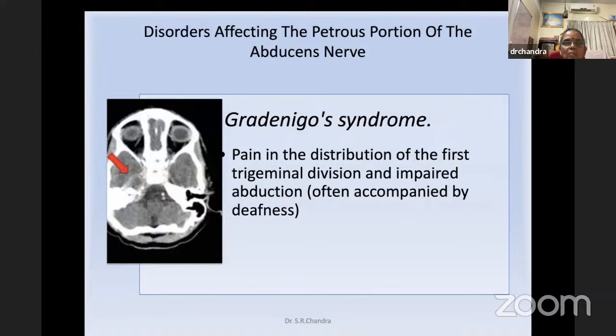Then we will see some common conditions. What is Gradenigo syndrome? It is otherwise called petrous apex syndrome. Pain in the distribution of the fifth nerve, because the trigeminal cavum is here. So you will have pain in the distribution of the trigeminal nerve, and the sixth nerve is next to that, so there will be sixth nerve palsy. Trigeminal pain with sixth nerve palsy is called Gradenigo syndrome. It happens in petrous apex syndrome, either inflammatory from CSOM spreading, or due to lateral sinus thrombosis, or it can be due to metastasis.